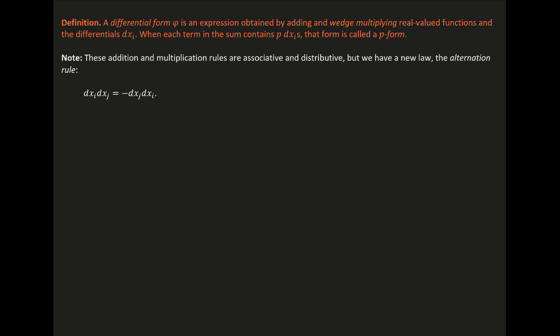But we have a new law, the alternation rule, which governs the multiplication of these differentials. The product dxi dxj, which is in fact a wedge product, as we call it, is the same as the product dxj dxi, except now there's a minus sign.